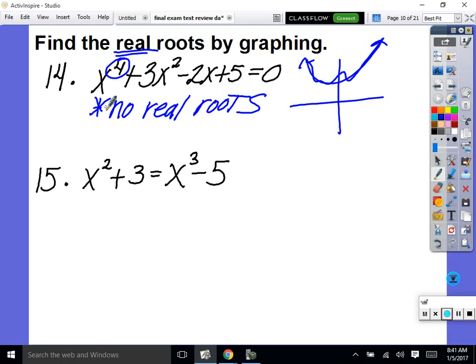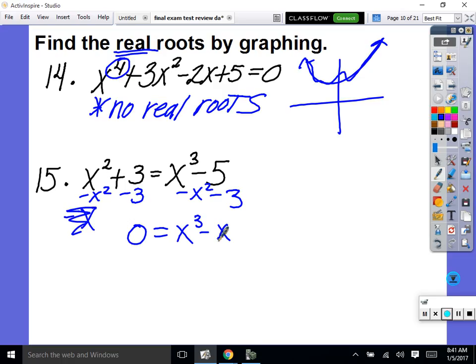So on 15, your first step would be to get it set equal to 0. So I'm going to bring these over this way. Subtract x squared, subtract 3, subtract x squared, subtract 3. So we have 0 is equal to x cubed minus x squared minus 8. This one does cross the x-axis. So you'll find that by graphing.